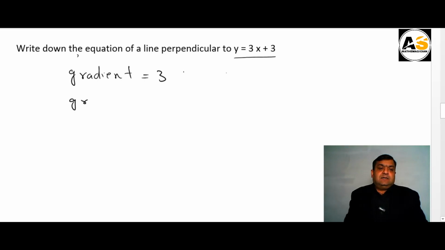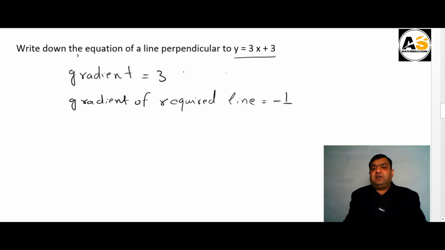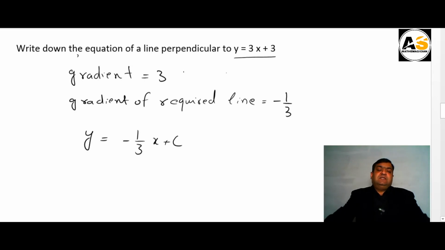Required line is perpendicular to this line. So gradient of the required line will be the negative reciprocal of 3, which is minus 1 over 3. Hence its equation will be y is equal to minus 1 over 3x plus c. Similarly, c is unknown as it was in the previous question.